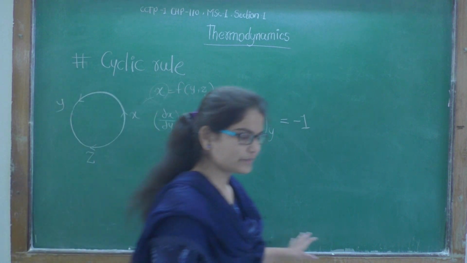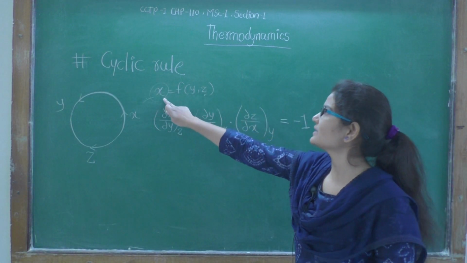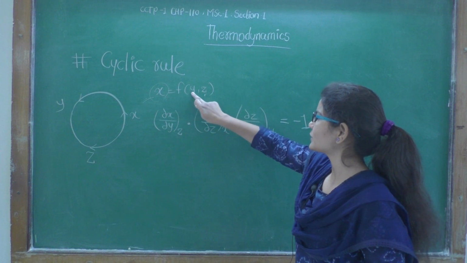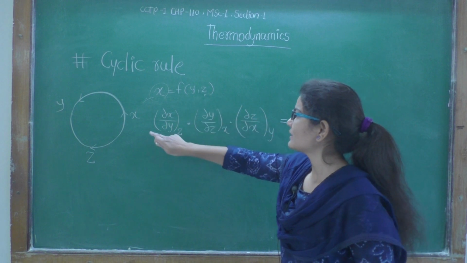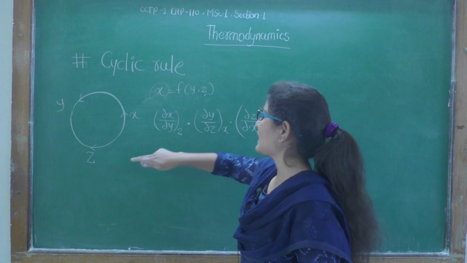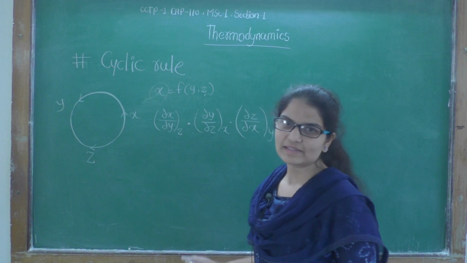Okay, this is when x is a function of y and z: the derivative of x with respect to y at constant z, then y with respect to z at constant x, and then z with respect to x at constant y. That's it.